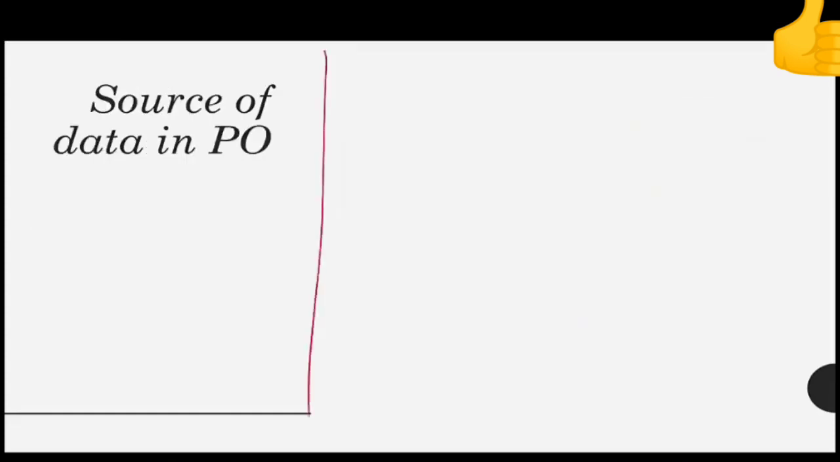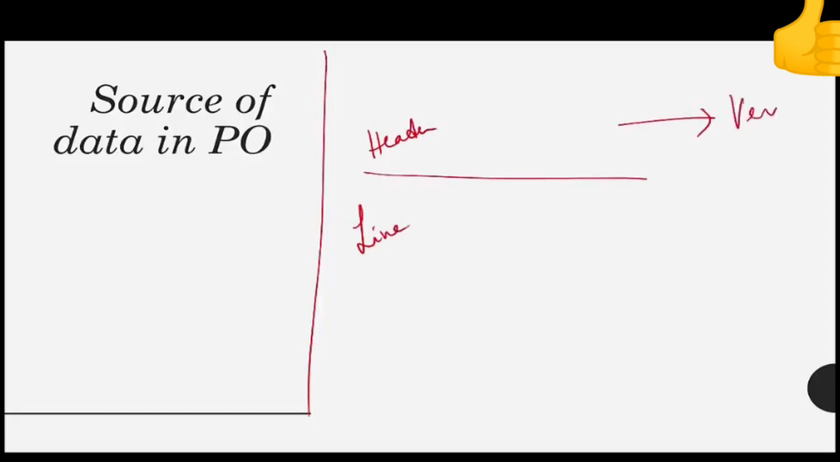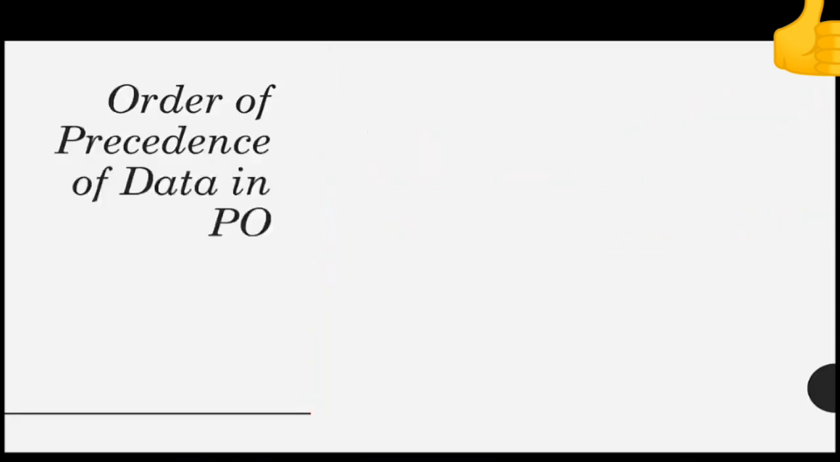And we have also seen the source of data in the PO. Data from the header comes from the vendor. Data in the line items comes from the material master. Header, line items. Header comes from the vendor. Line items comes from the material.